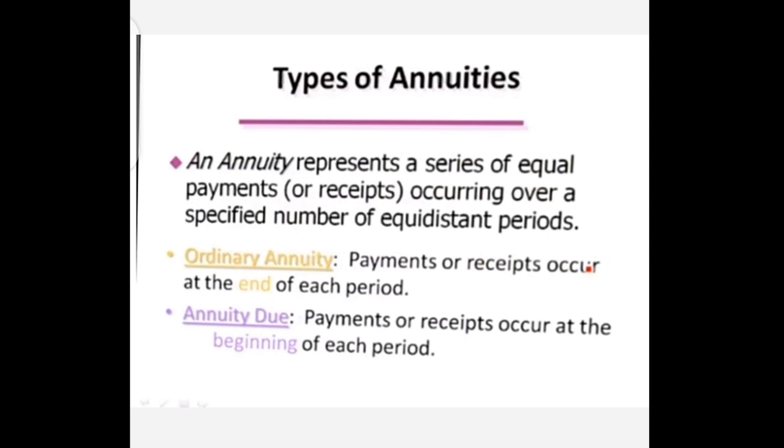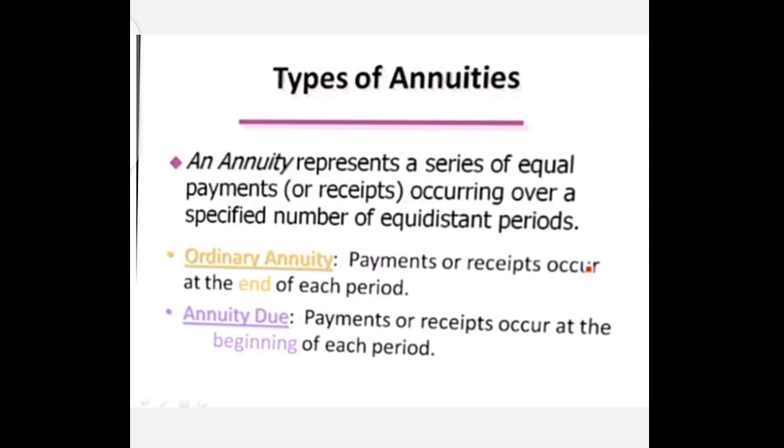So basically, annuities represent a series of equal payments occurring over a specified number of equidistant periods. It is a payment that you will make regularly based upon a time period, like you may be paying it monthly or annually. All the payments that will be paid will be known as annuities. There exist two types of annuities. The first one is ordinary annuity and the second one is annuity due.